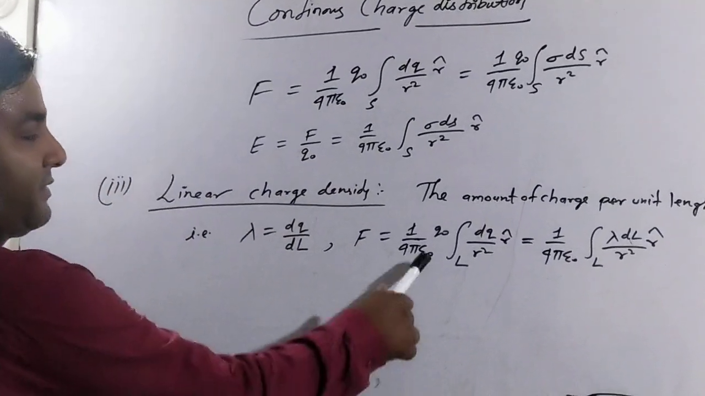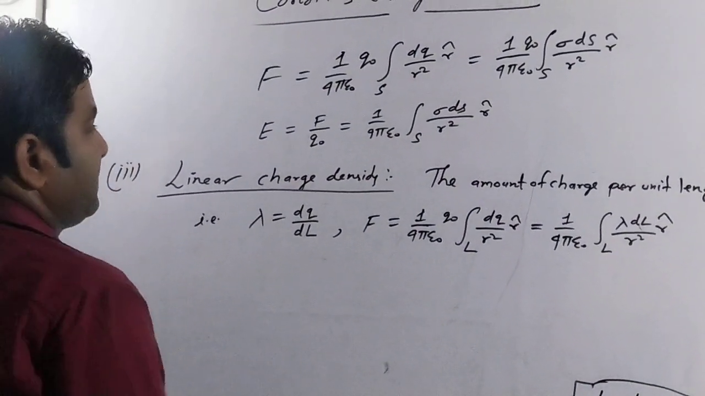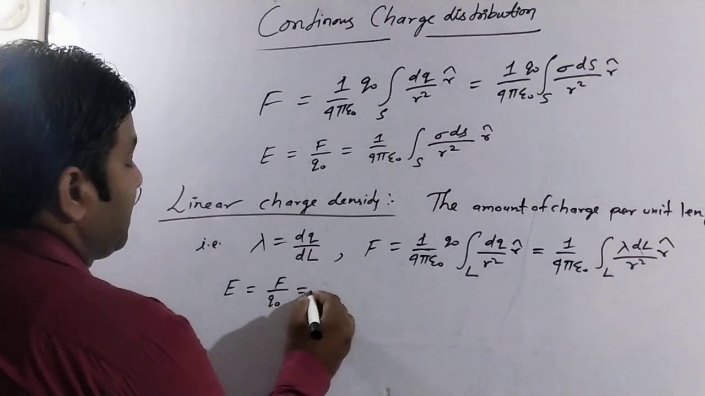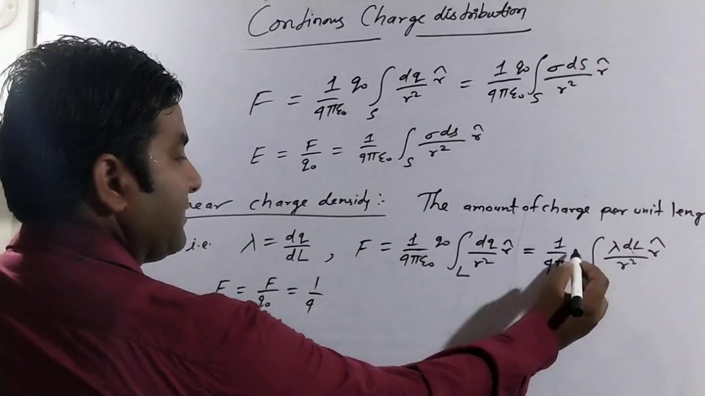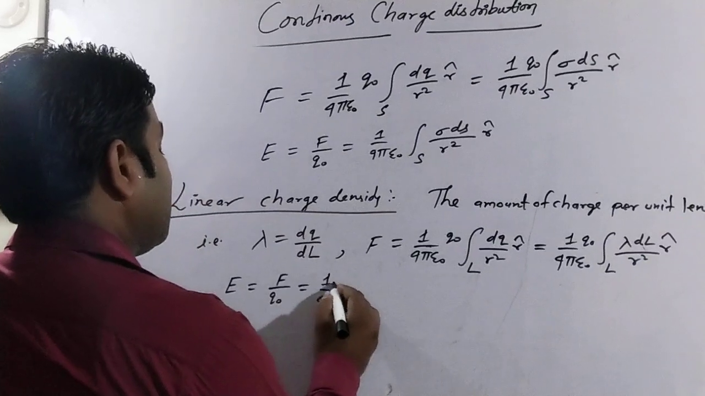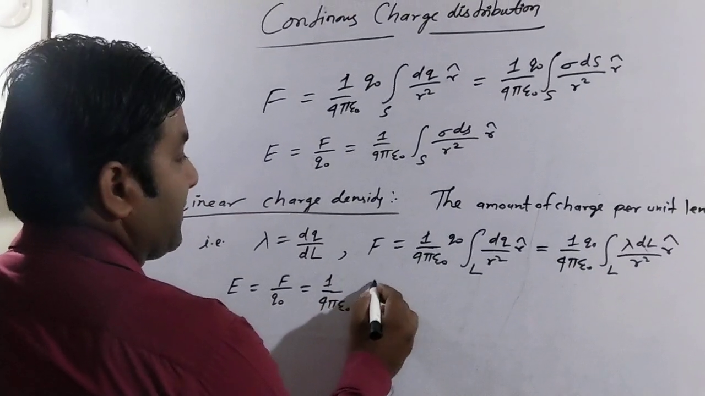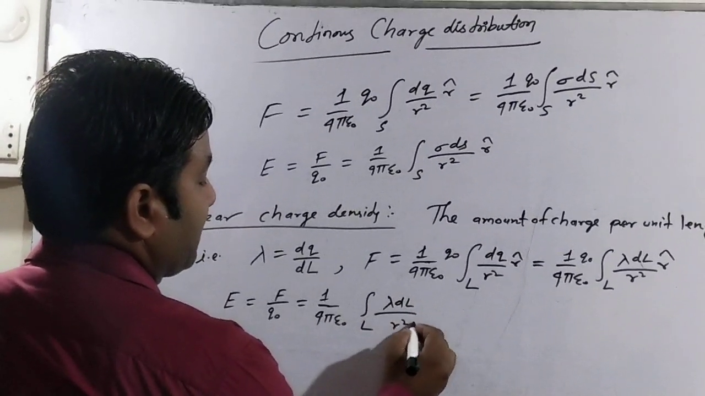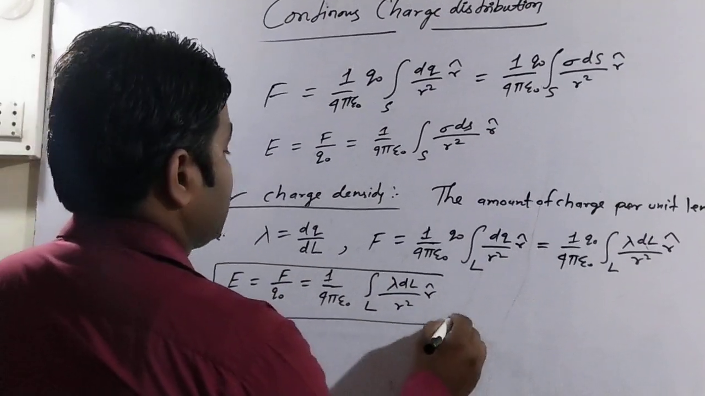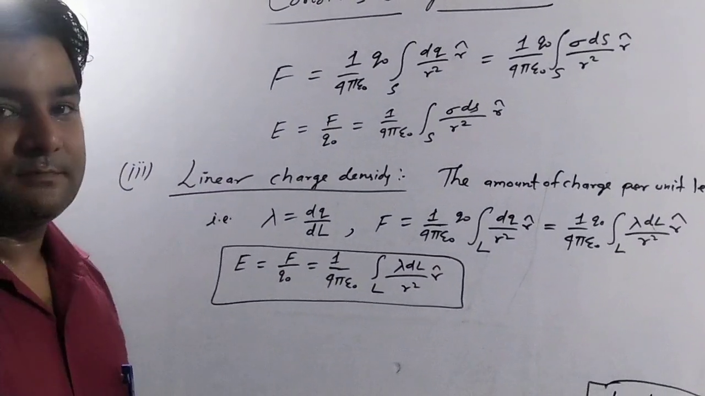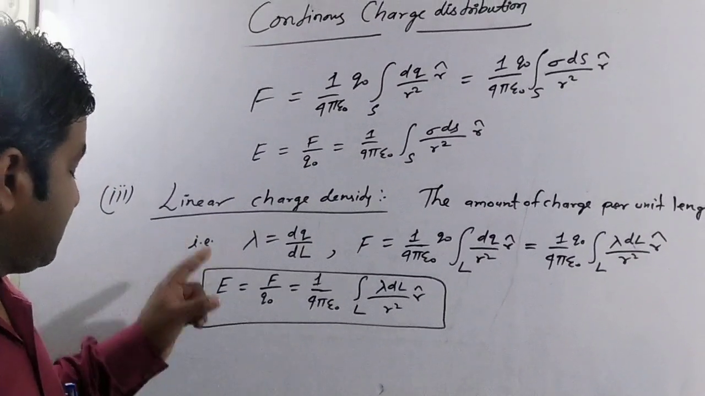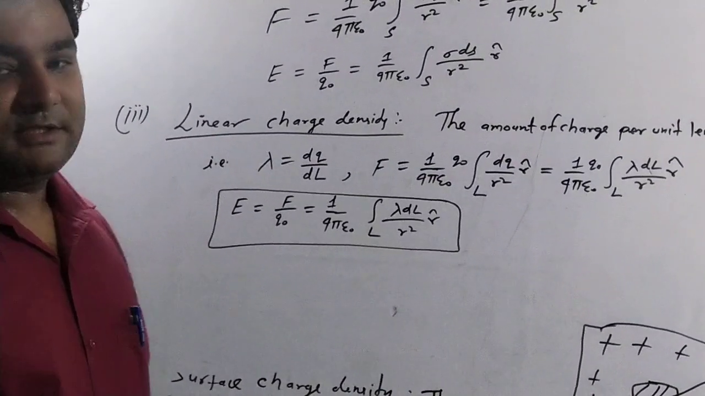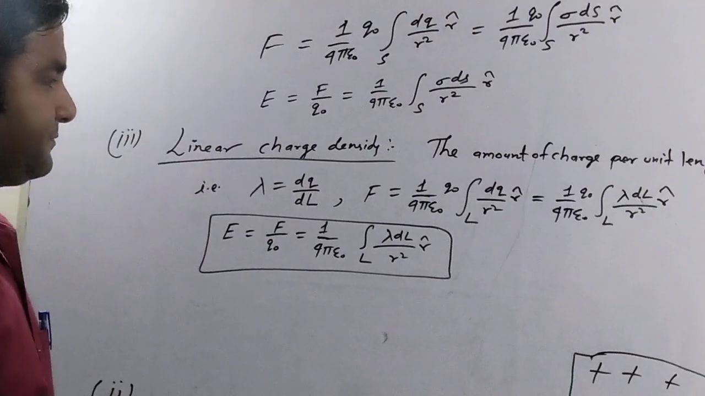This is the value of force, and with the help of this force we can easily calculate the value of intensity by dividing by q naught. So E is equal to F upon q naught, which is 1 upon 4 pi epsilon naught, integration over total length, lambda dl upon r square unit vector r. So in this way the continuous charge distribution is described in three terms: first, volume charge density, second, surface charge density, and third, linear charge density.